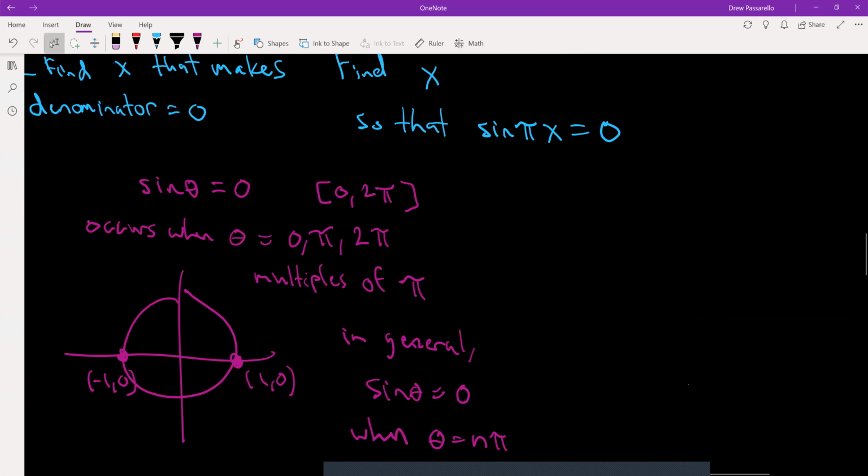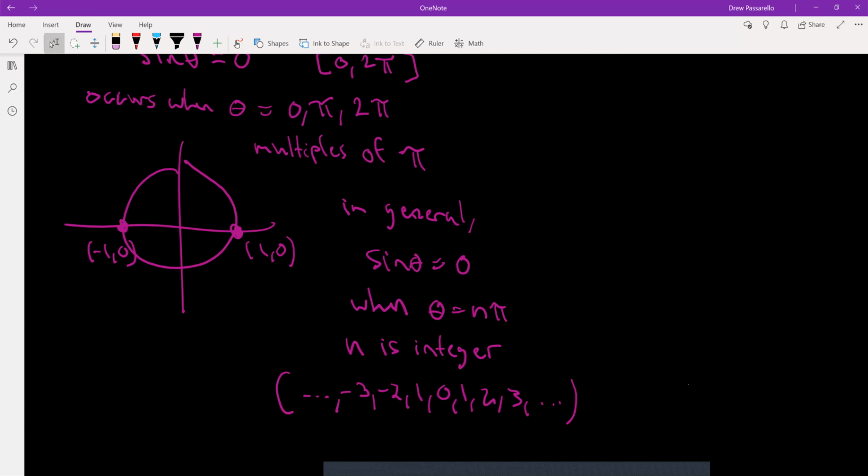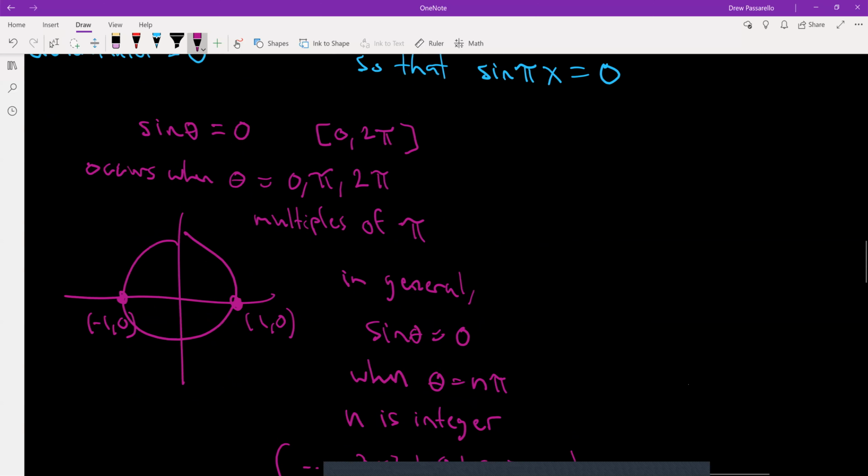All right, so that's useful for this. I thought about when sine is 0 on the unit circle, just in general for theta. The unit circle only goes from 0 to 2 pi, so the cases are 0, pi, and 2 pi, which are multiples of pi. If I didn't restrict myself and went an infinite amount of revolutions, it would be n times pi, where n is an integer. So I'm going to use that fact.